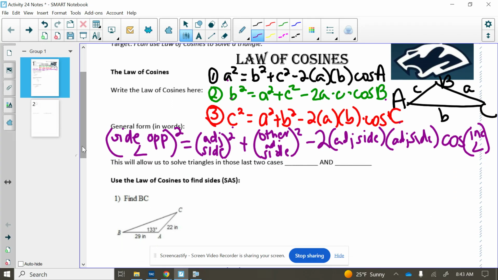Now, when are we going to use this, is the better question. When we are given two different instances: either side, angle in the middle, side, and we're looking for the opposite side, or when we're given three sides and we are looking for an angle.